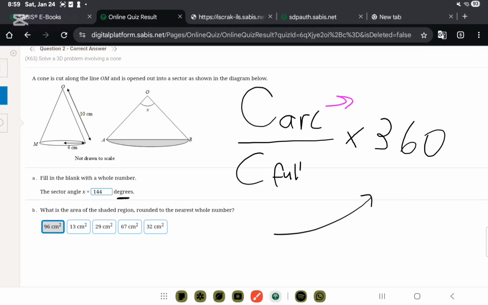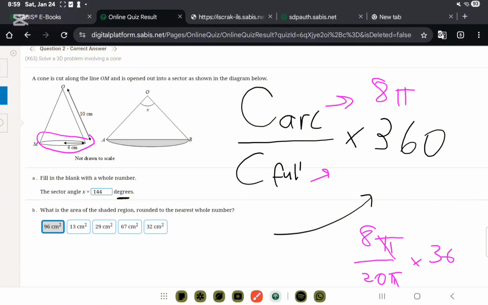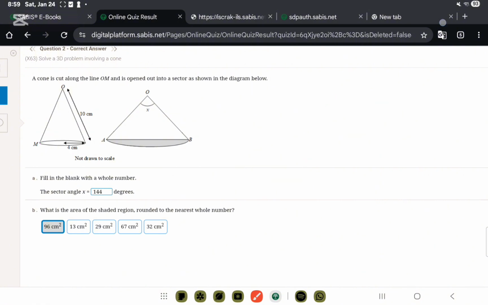So now what is our arc's circumference? We look here. It's 2 pi r, where r is 4, so it's going to be 8 pi. And what is our full circumference? It is 20 pi, as we calculated. So it's going to be 8 pi over 20 pi times 360. Cancel the pi. In your calculator, 8 over 20 times 360, you get 144. That's it for part A.